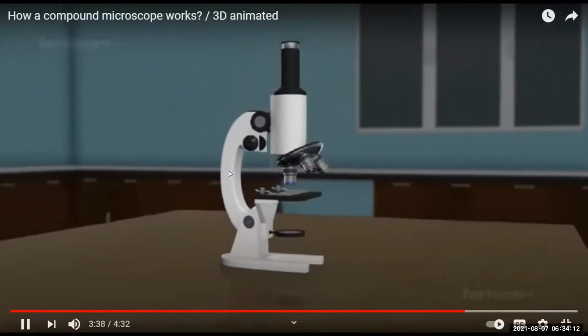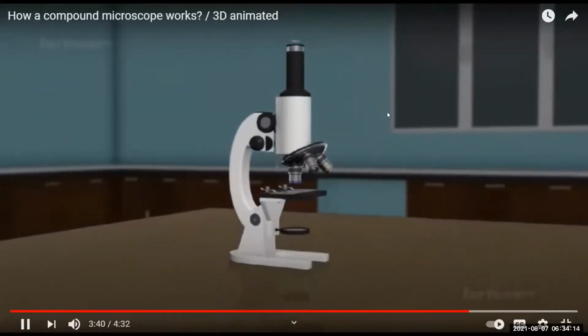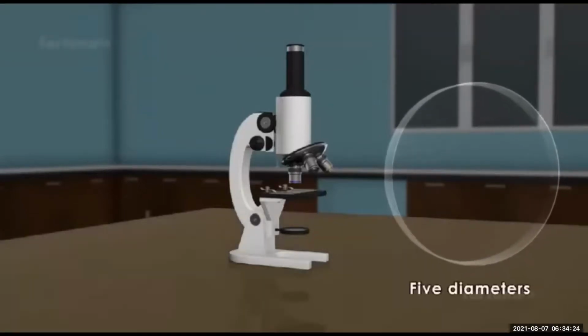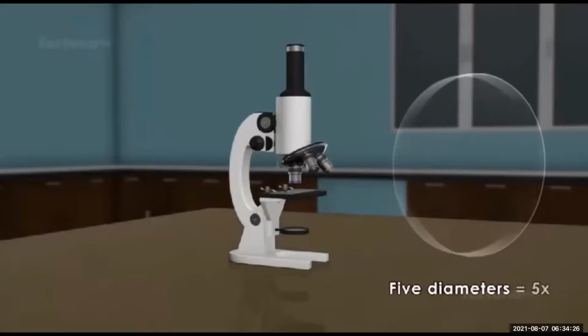Magnification of the compound microscope. The magnifying power of a lens is expressed in diameters. A lens magnifying an object 5 times has a magnification of 5 diameters and is written as 5x.